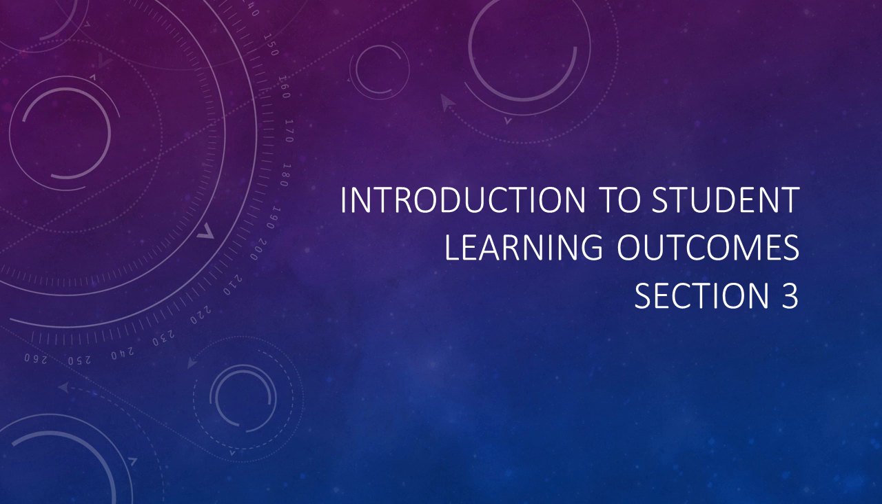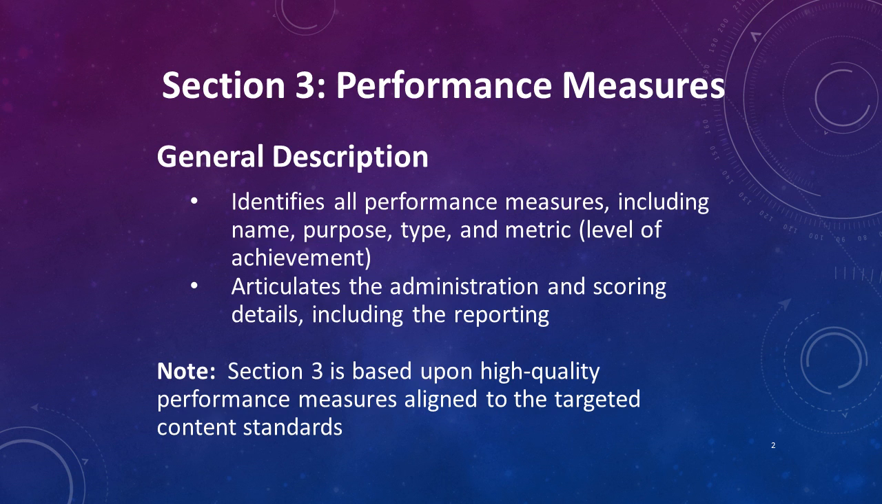This is part 3 of the Introduction to Student Learning Outcomes presentation. This section revolves around performance measures. The general description of performance measures is that it identifies all performance measures, including name, purpose, type, and metric, which is the level of achievement. And in the general description, it articulates the administration and scoring details, including the reporting.